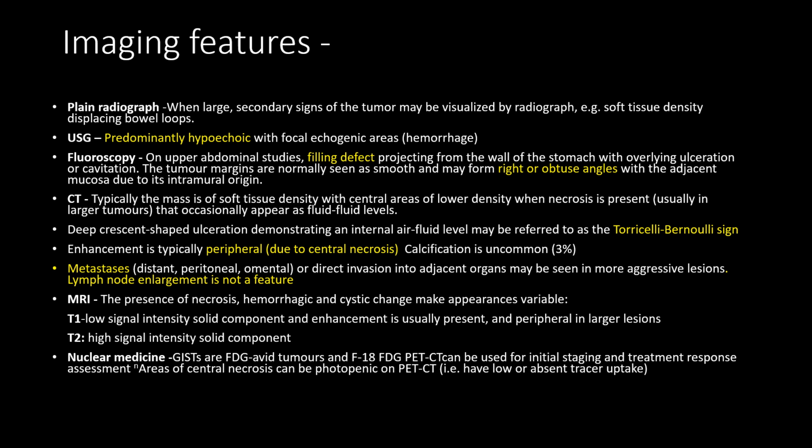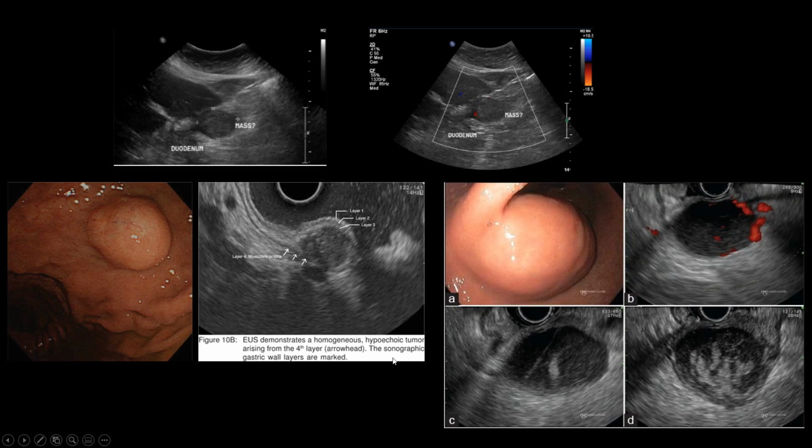Calcification is uncommon. Lymph nodal enlargement is uncommon. And metastasis will be better depicted by CT. MRI better depicts the presence of cystic changes, necrosis, or hemorrhage. And nuclear medicine PET CT scan helps in initial staging, treatment response, and even follow-up of GIST cases. So this is the end.